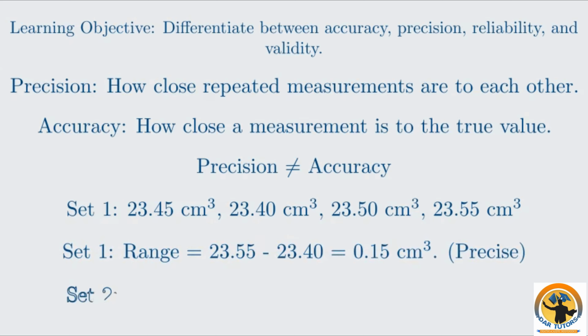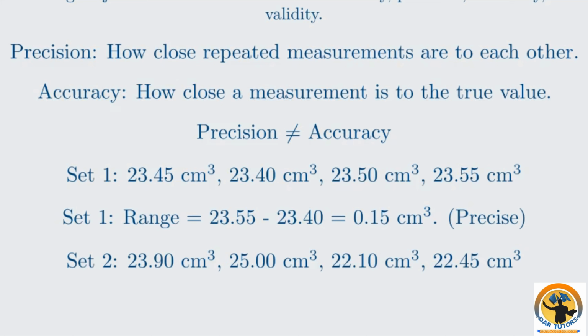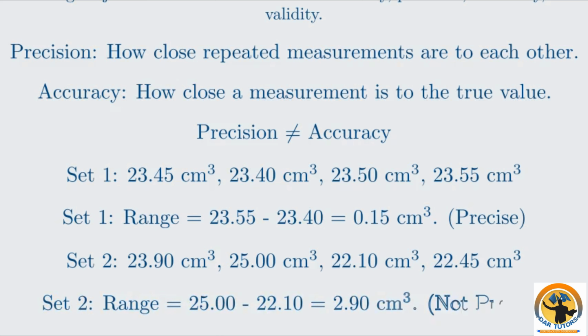Now consider a second set of results, 23.90, 25.00, 22.10, and 22.45 cubic centimeters. The range here is much larger, over 2.90 cubic centimeters. These results are not precise at all. The wide variation shows a lack of precision.